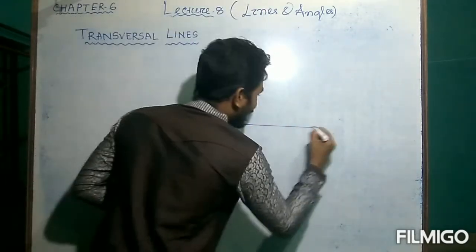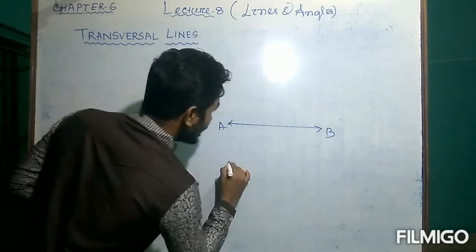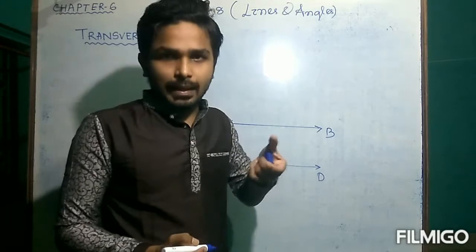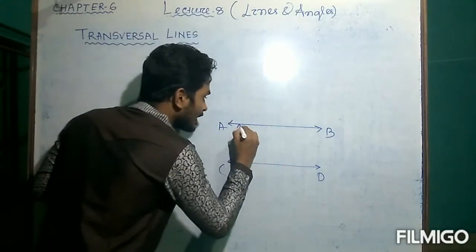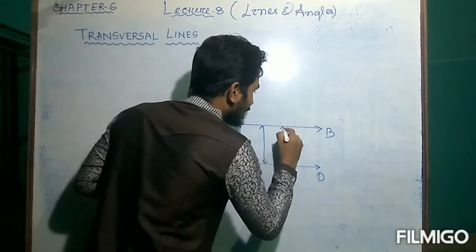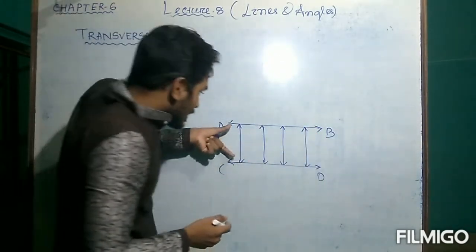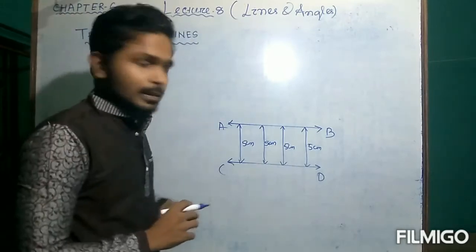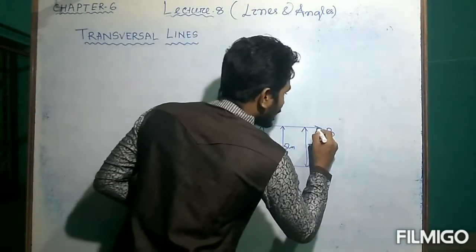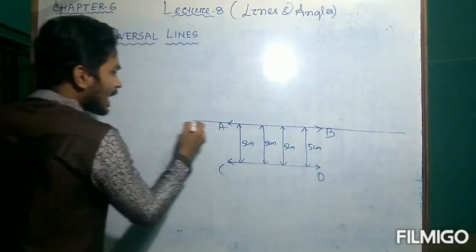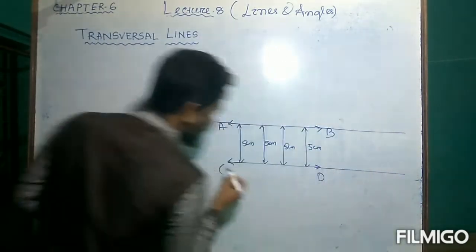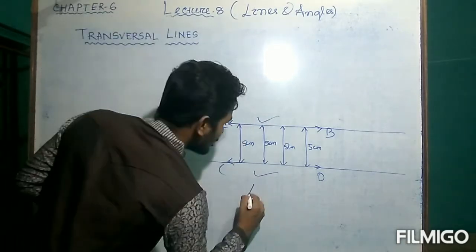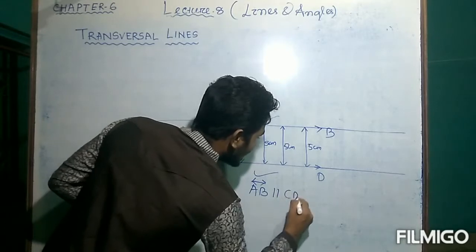For example, if there are two lines AB and CD, the perpendicular distance means the minimum distance. If the distance between these two lines at any point is fixed, it means if it is 5 centimeter here, then this must be 5 centimeter, this must be 5 centimeter, and this must be 5 centimeter. This is the first condition. And the second condition is that if we extend them in any direction, if this line is extended in this direction and also in this direction, and if line CD is extended in this direction and in this direction, then they will never meet each other. Then such lines are known as parallel lines, and we represent them as AB parallel to CD.